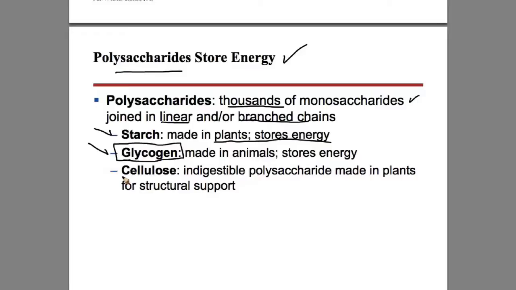Okay. Cellulose, on the other hand, is another type of large polysaccharide, but this is mostly used for structural support of plants. So the cell walls of plants are composed of cellulose. And this, by the way, is pretty much an indigestible material for us. So when you eat a lot of fiber, you're eating a lot of cellulose, and it's undigestible. So you can't obtain much energy from cellulose.